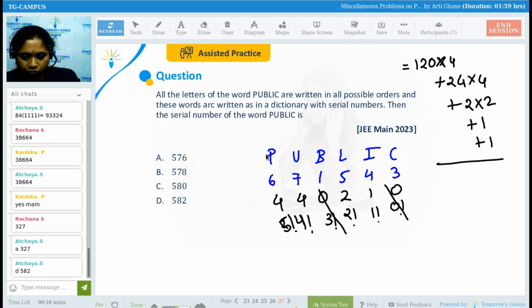Yes, 582. Some students are so pro in finding rank now. 327, 582. Done. Have a smile on your faces. Achaya is so pro in finding rank.